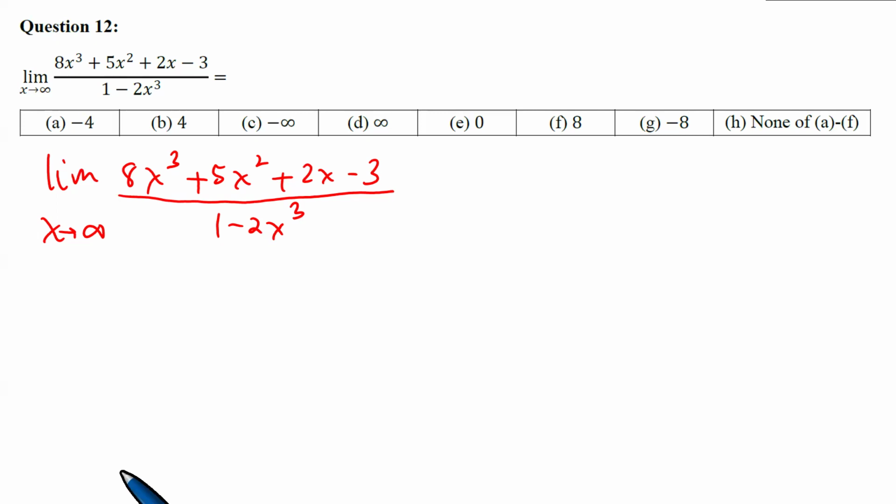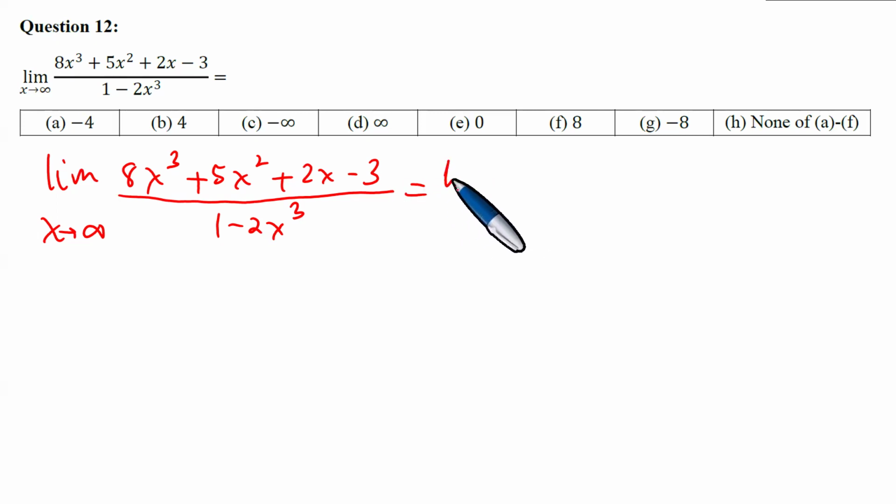I want my answer to be negative 4. You got the answer to be negative 4. Very well done to you, and that gives option what? That's the correct one? A. Well done. That is brilliant stuff. So the correct answer in this case is A. All right, so we're good.